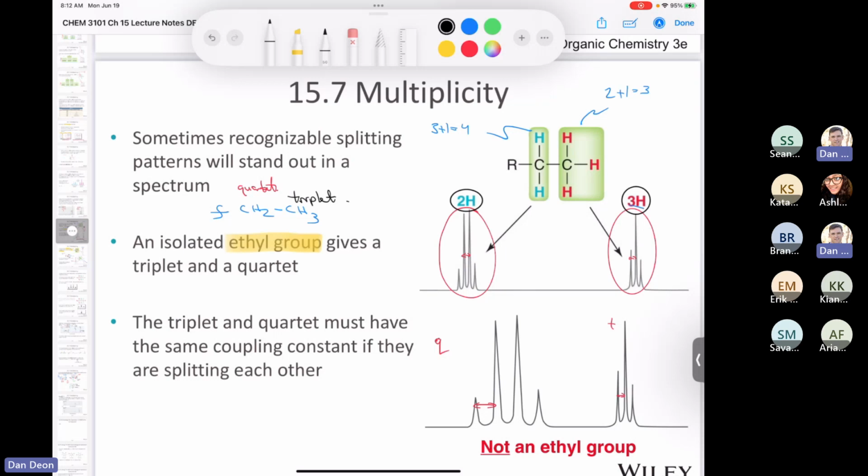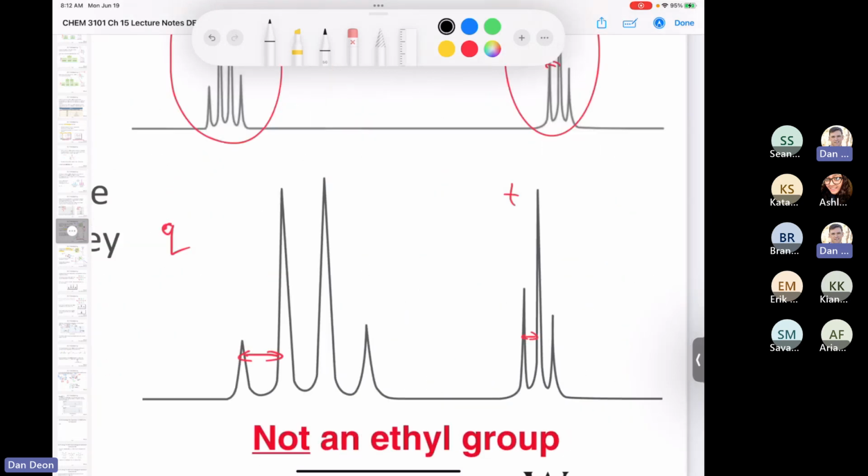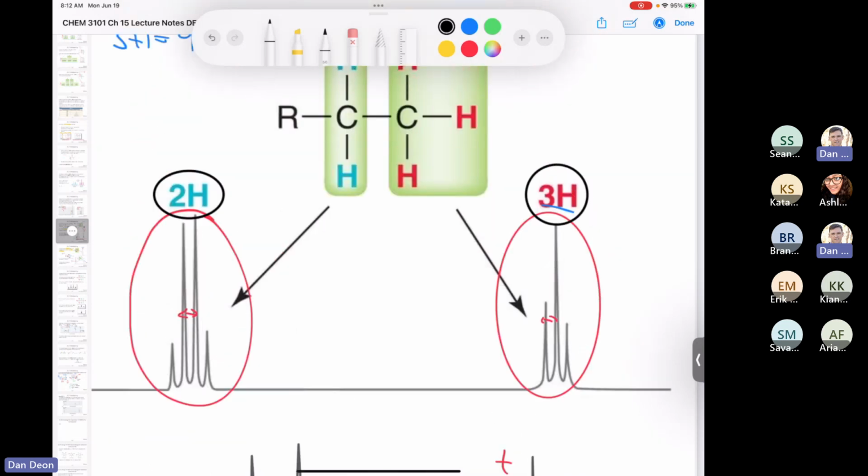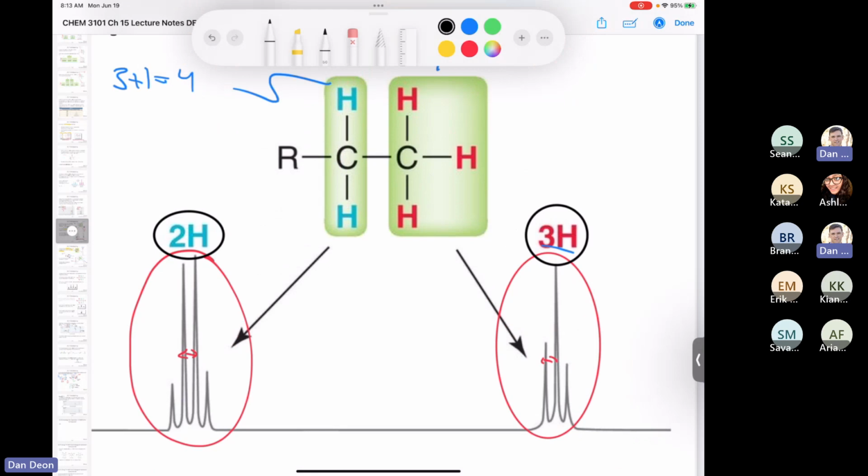In last class, we covered coupling constant, and we said that if two sets of protons are splitting each other, if the n+1 rule applies to a set of protons, that means the distance between the actual peaks has to be the same. We call that the coupling constant. So you might look at this thing here and say, well, I've got a quartet and a triplet. That's an ethyl group. Impossible. It is not an ethyl group. And the reason why is because the distances between the individual peaks is different. They have to be the same as you see up here in order for it to be an ethyl group. And that goes for any kind of group, whether it's an ethyl or an isopropyl or what have you.